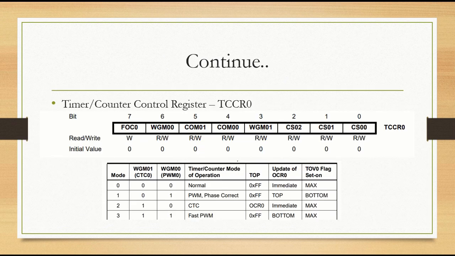Then we have TCCR0 register. So it is used for timer configuration. Here we are using timer for delay operation. So for delay operation, it is used in normal mode or mode 0. So to configure timer in the mode 0, these two bits in the TCCR0 register should be 0. So here we have to write 0, and here we have to write 0. Okay. So the timer will be configured in normal mode. These are the different modes, the PWM mode, CTC mode, and fast PWM mode, etc. that can also be used.